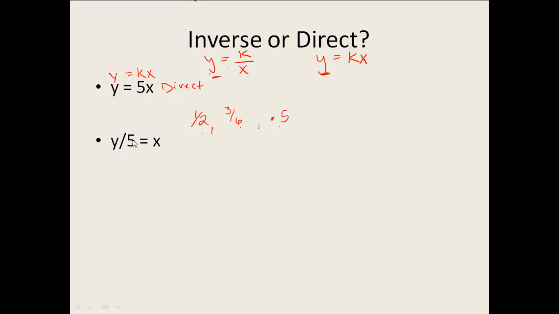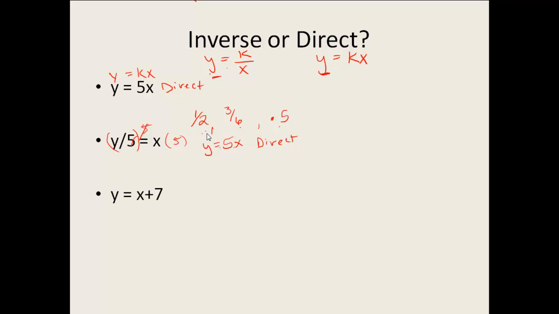So when we solve this one for y, since it's divide by 5, I need to multiply both sides by 5, and I'm going to be left with y equals 5x. Now that we've got it into kind of our standard form, we've got y equals, we've got 5x, we've got direct variation again. So in the beginning it didn't look like direct variation at all. It actually looked more like inverse variation because of the division, but once you reformat it, it actually is direct variation.